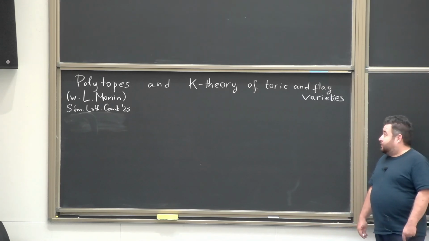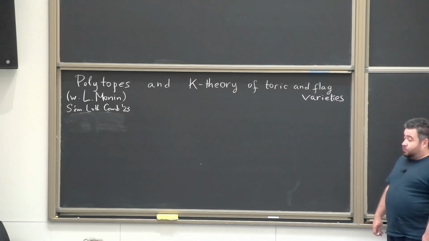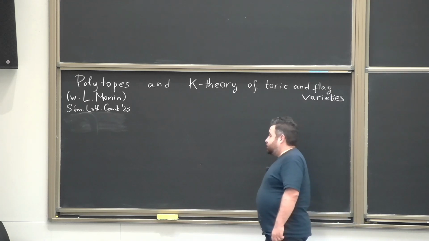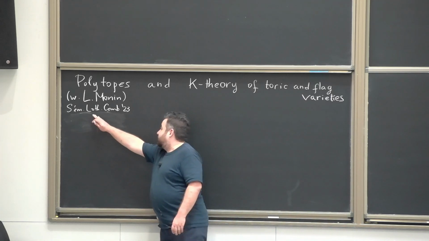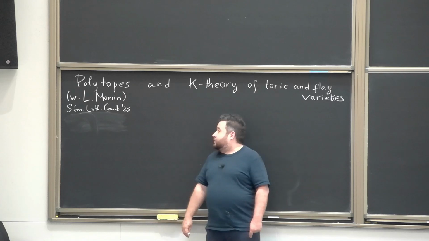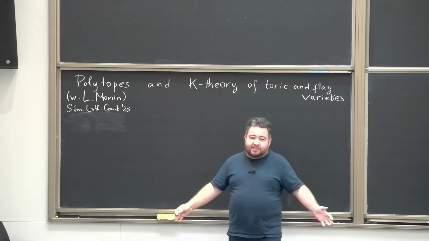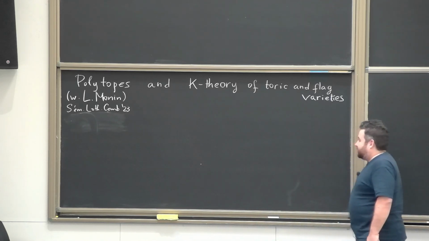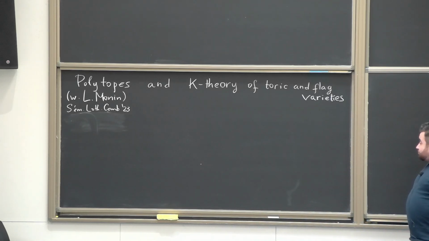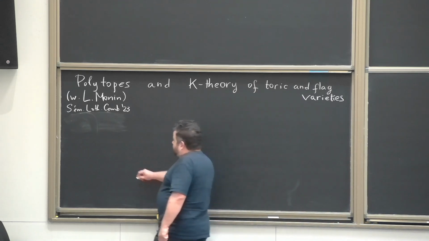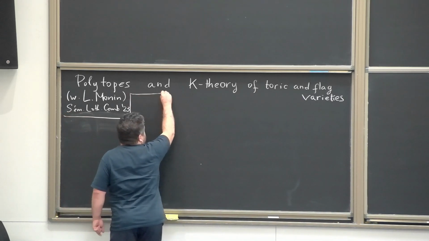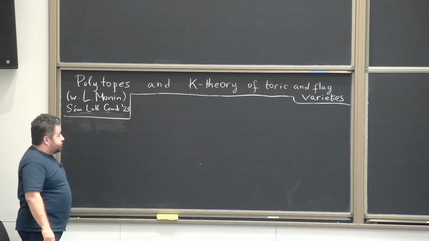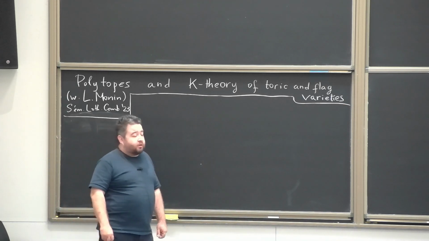This is joint work with Leonid Monin from Lausanne, and a short announcement was published in Séminaire Lotharingen de Combinatoire last year, but the full text is still in the process of writing. So hopefully it will appear soon. So let me start with a certain purely algebraic construction, which is due to Alexander Pukhlikov and Askold Khovanskii.